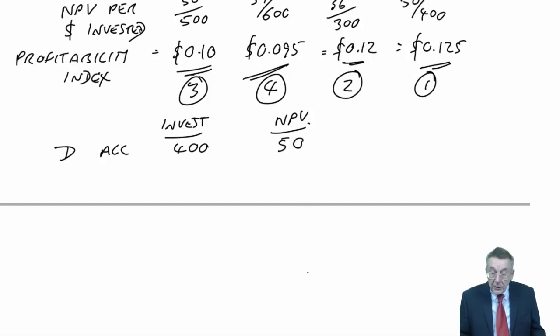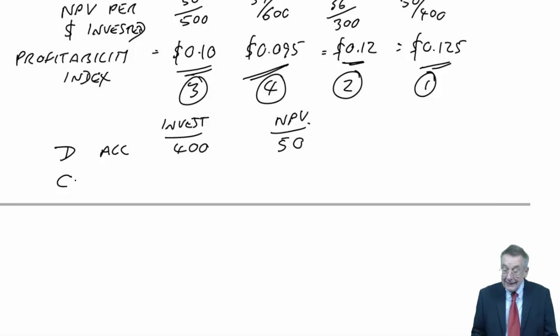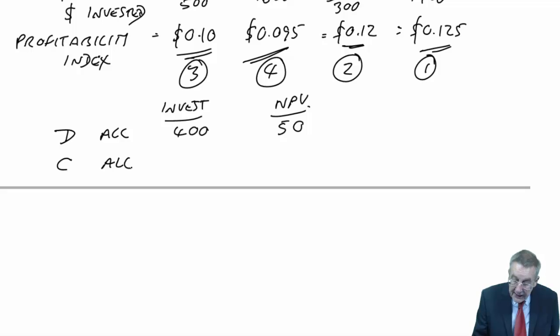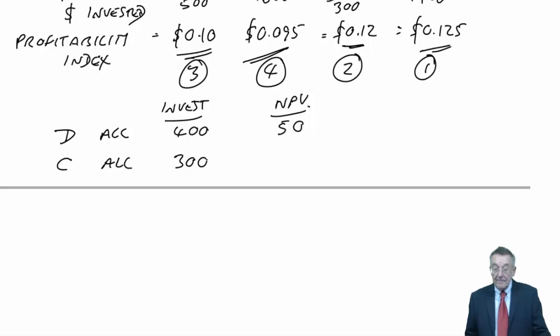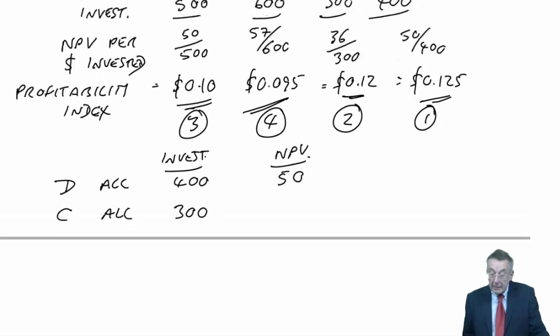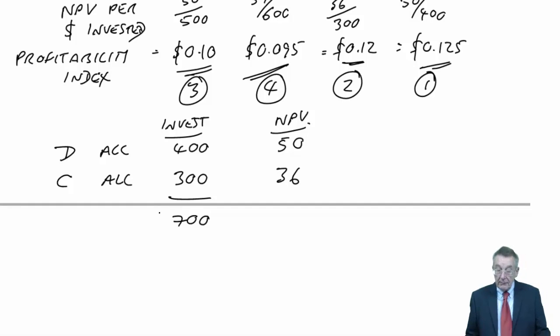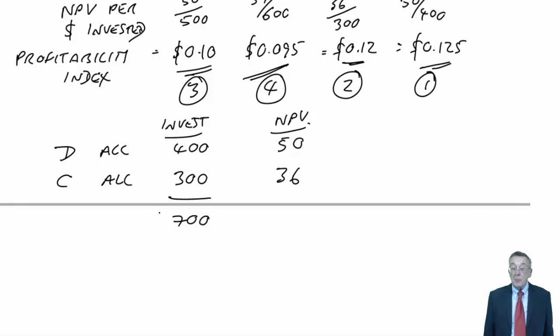We can't do more of D, so go to the next best, which was C. C needs 300. We'll have plenty of money. We'll invest in all of C. Requires 300, and the NPV will generate 36. So far we've invested 700. And of course we can't do more of C. We're limited to 100% of each project.